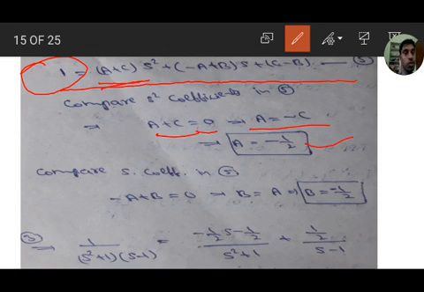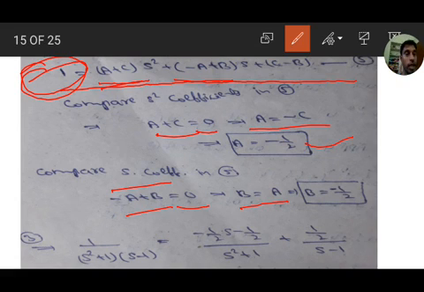Then compare s coefficients in the above equation. The s coefficient in the RHS is minus A plus B, LHS has no s terms, so it is 0. Minus A plus B equal to 0, so B equal to A value, which is minus 1 by 2, therefore B equal to minus 1 by 2.